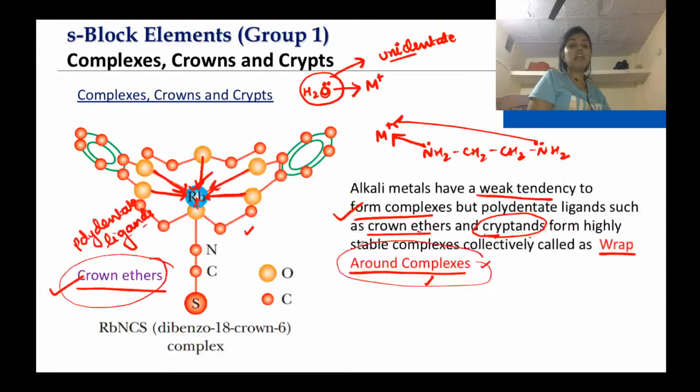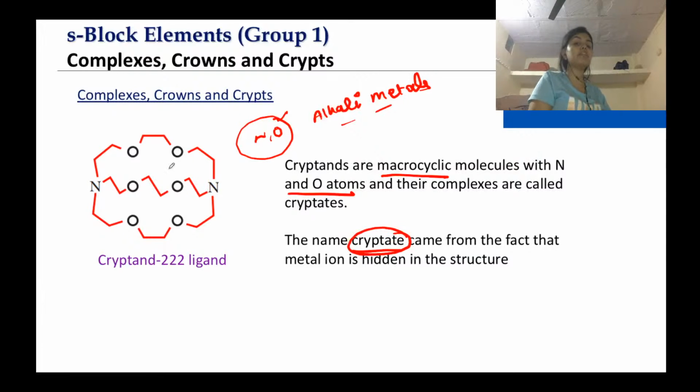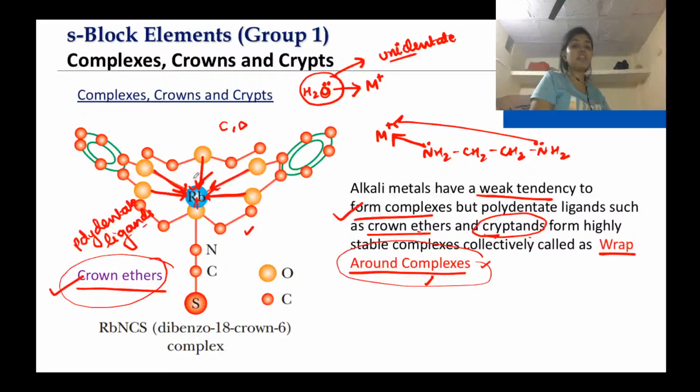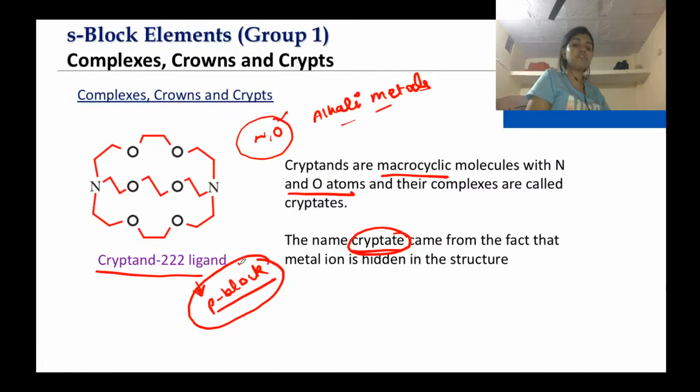See here that crown ethers were made up of carbon and oxygen. Here you can see that the cryptands are made up of nitrogen and oxygen. So nitrogen and oxygen form complexes with alkali metals. The name cryptate suggests that the metal is hidden in the structure. In the earlier structure there is a cavity in which the alkali metal is fitted, but here the metal is hidden in the structure, therefore it is known as cryptate. The naming of these structures you will have in your P block chapter. When you study P block, we will do these kinds of structures.